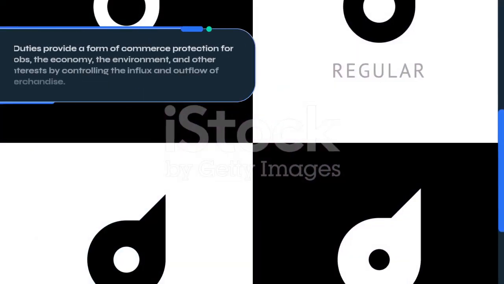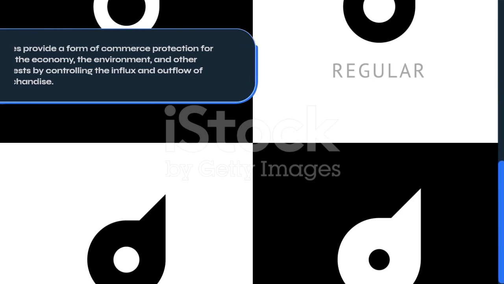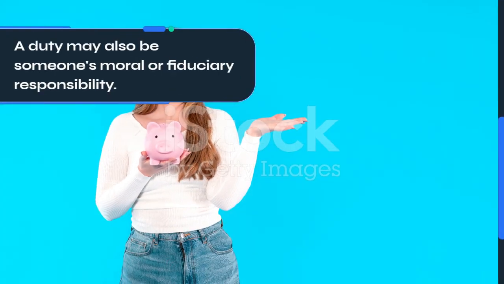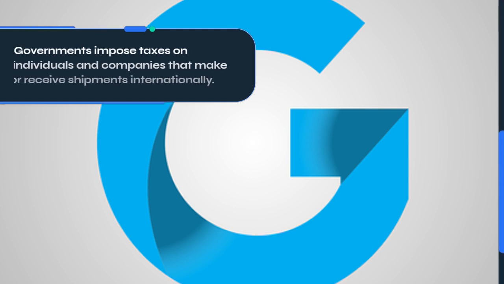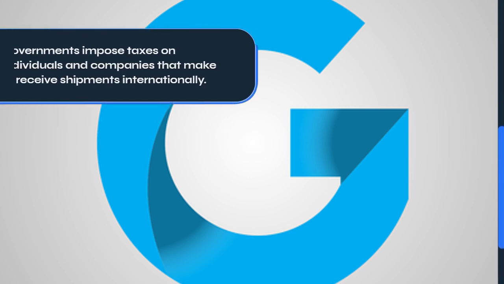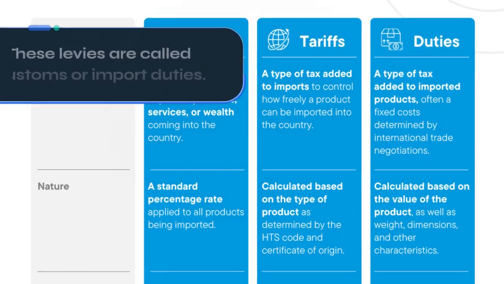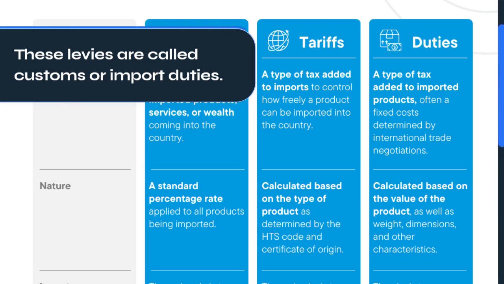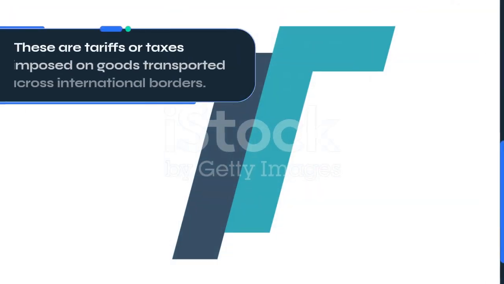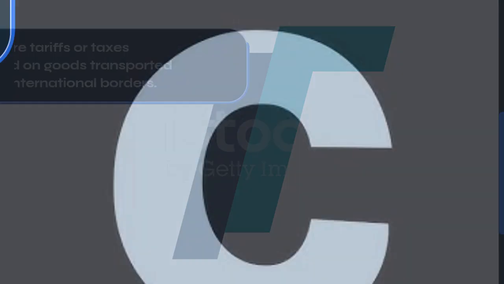Duties provide a form of commerce protection for jobs, the economy, the environment, and other interests by controlling the influx and outflow of merchandise. A duty may also be someone's moral or fiduciary responsibility. Governments impose taxes on individuals and companies that make or receive shipments internationally. These levies must be paid before delivery can be made. These levies are called customs or import duties. These are tariffs or taxes imposed on goods transported across international borders.